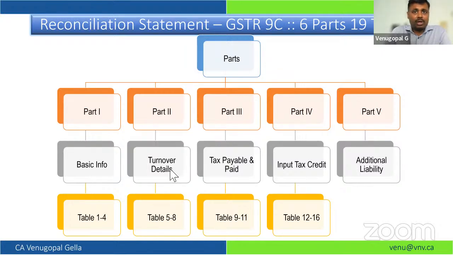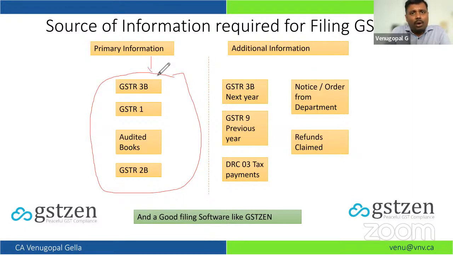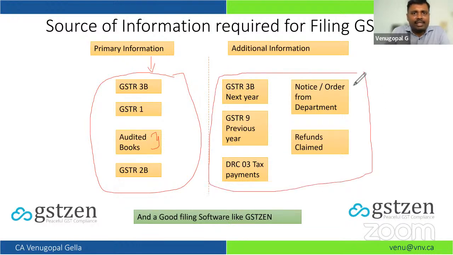So what is the information that you require for filing the GST returns? You need the basic information. The primary set of information is what is there in the portal, which is GSTR-3B and GSTR-1, what is there in my audited books of accounts, and the 2B. This is needed. Apart from that, you also need information on how much of the taxes that have been paid were adjusted in the next year, and the previous year GSTR-9, if I have reported something that I have adjusted or used. All of that is required.